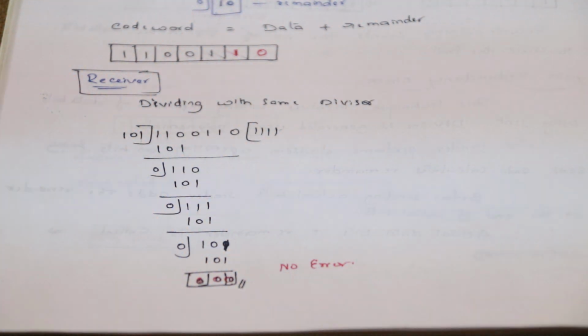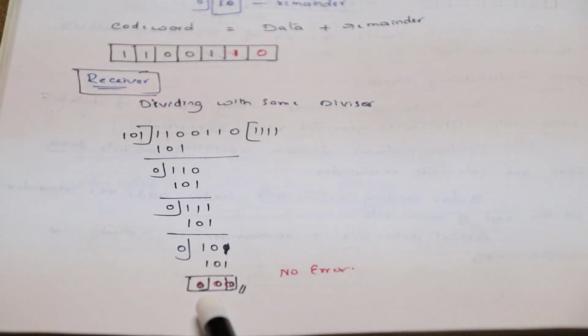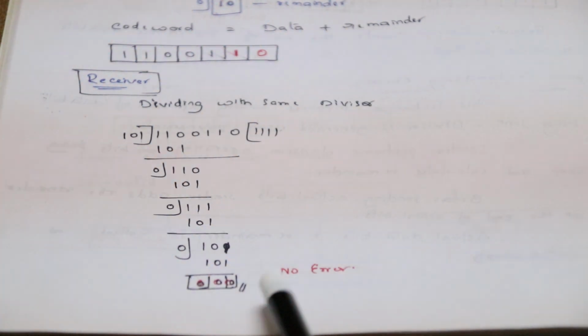When you perform the same, if you receive all zeros as a remainder, it means you have no error in the transmission. If you are left with any remainder value other than zeros, that means your data became erroneous. This is how you are going to identify the errors with the help of cyclic redundancy check.